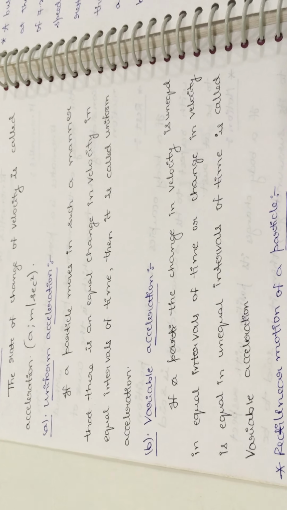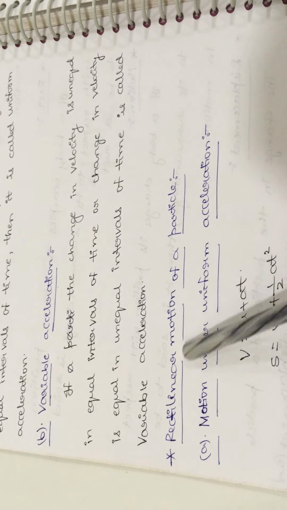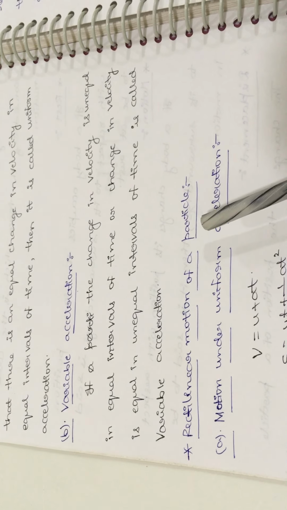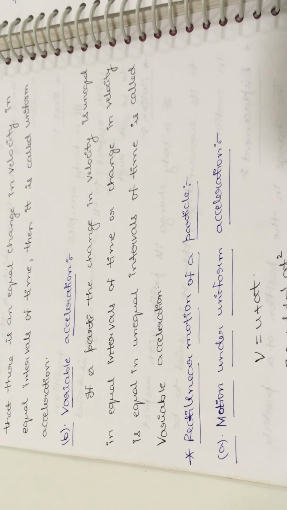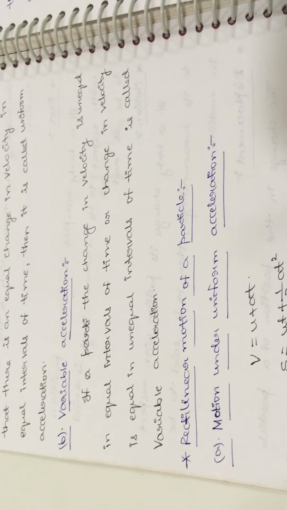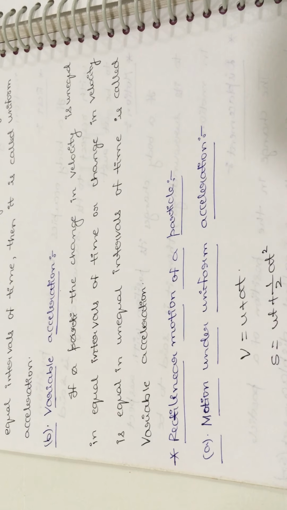So under these two types of accelerations we get the first motion under the kinematics of a particle, that is nothing but rectilinear motion of a particle. This is the first motion under the kinematics part. Now what is meant by rectilinear motion? Any motion along a straight line path is nothing but rectilinear motion, or we can say linear motion or straight line motion, in any way. So rectilinear motion or linear motion of a particle.